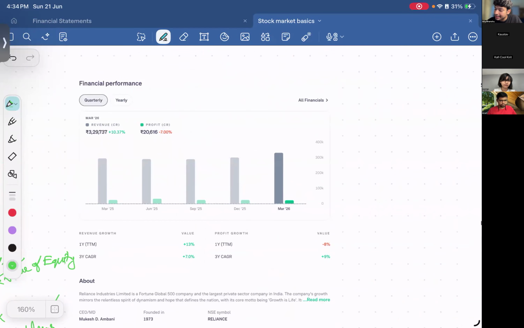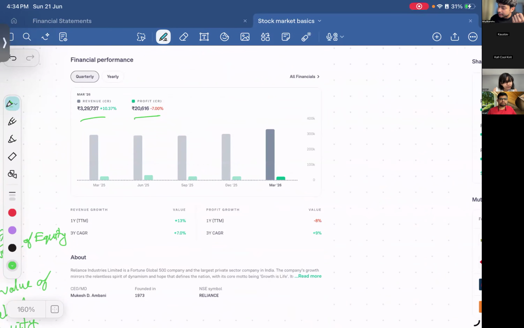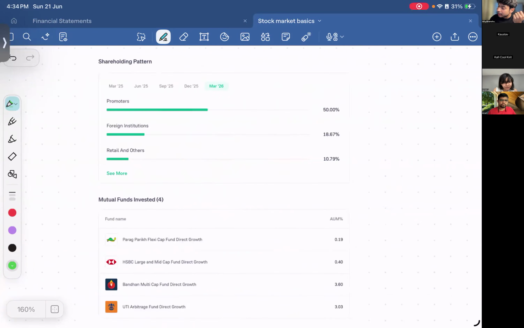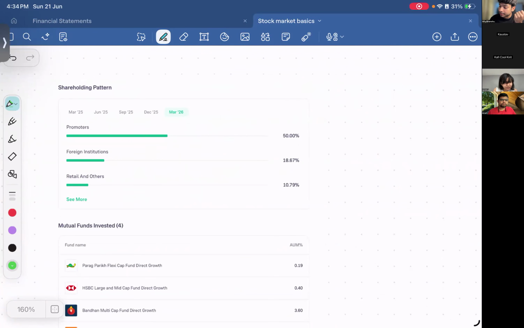If I scroll more, I can see the company's financials right there. Simple things like revenue and profit, scale, this everyone knows. I can get information on the man, the myth, the legend, Mukesh Ambani, the year it was founded in, what is the symbol. If I scroll more, I can get the shareholding pattern, which is also not very useful for me because I don't really care who holds much.